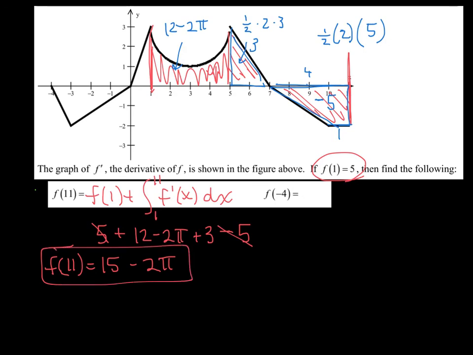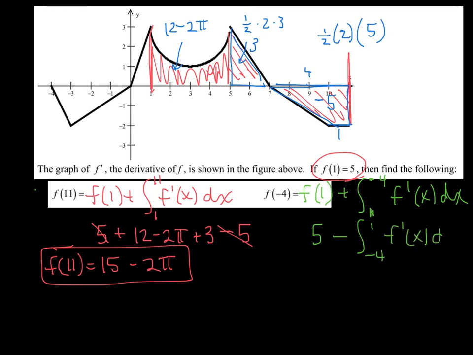Okay, the last one we're going to try here is f of -4. Again, start by writing out your formula. f of -4 is what you want. It's equal to your initial condition, f of 1, plus the integral from, remember, you start at the bottom 1 and you go up to -4. Don't worry about the fact that those are backwards; we'll flip them around in a second. f prime of x dx. Yes, those are backwards, so we're going to rewrite this. f of 1 we know is 5, plus, oops, I'm going to say that's minus, so minus the integral from -4 to 1 of f prime of x dx.